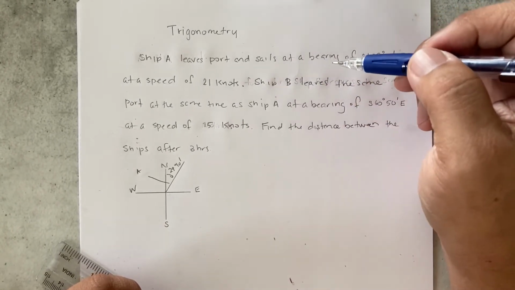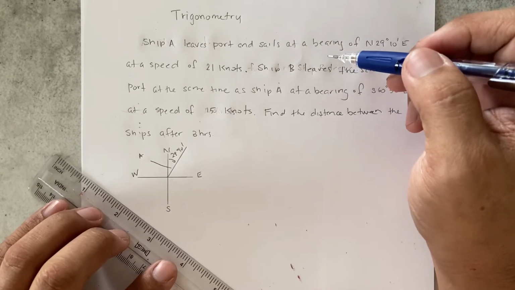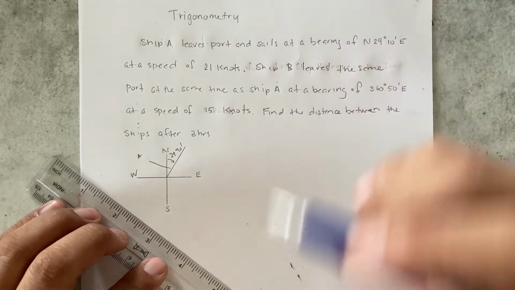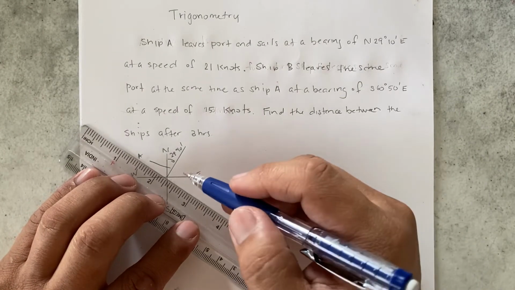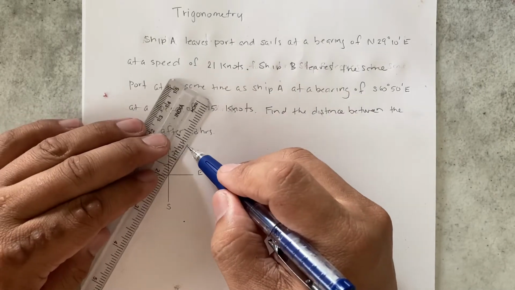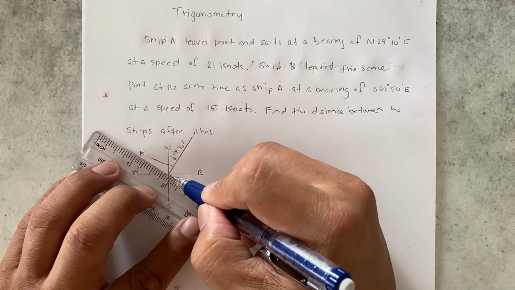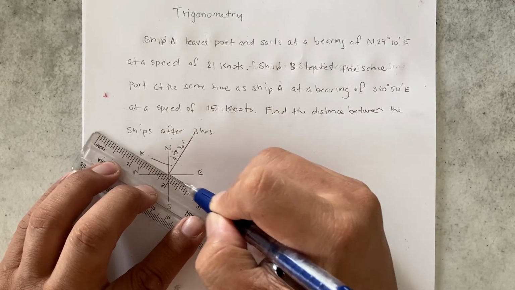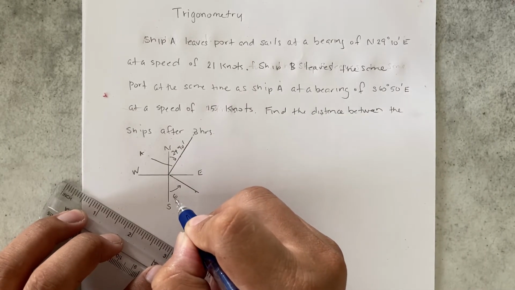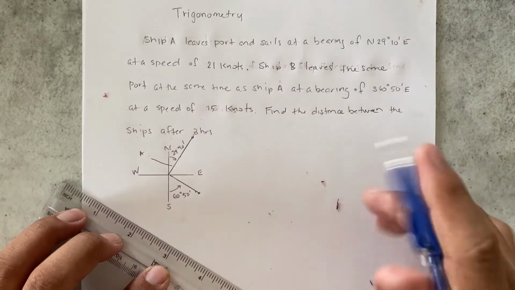And ship B leaves the same port at the same time as ship A at a bearing of south 60 degrees 50 minutes at a speed of 15 knots. So I'm gonna make this longer here, and this one's gonna be this way. So about there. And this is gonna be 60 degrees 50 minutes. Okay, so that's the triangle there.